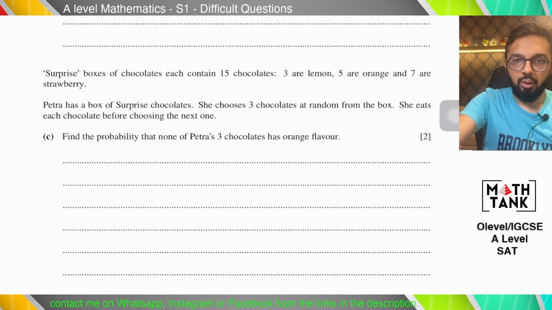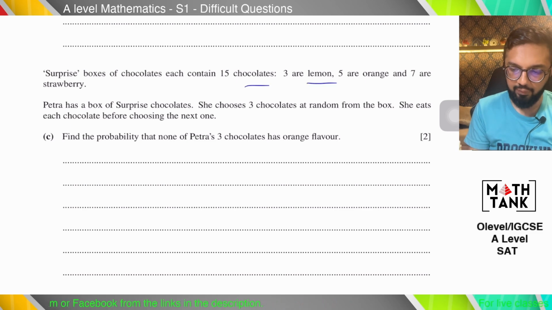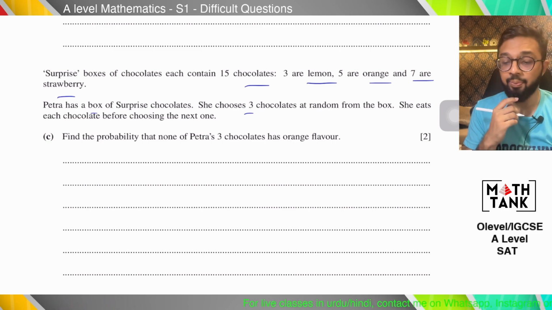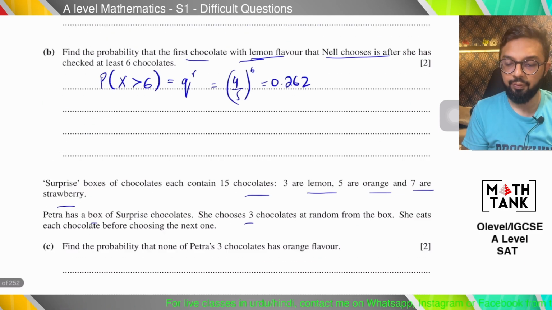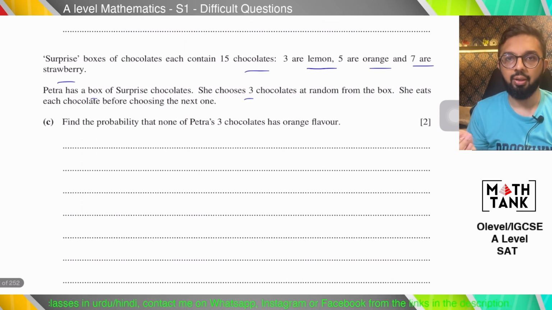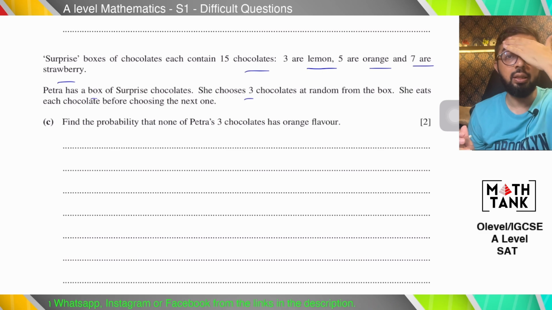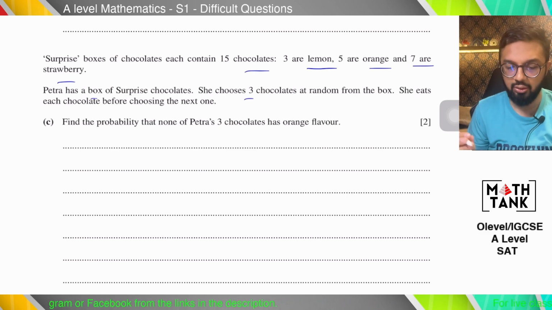Okay, so this question says surprise boxes of chocolates each contain 15 chocolates, 3 are lemon, 5 are orange, and 7 are strawberry. Petra has a box of surprise chocolates. She chooses 3 chocolates at random from the box. Okay, now remember that the previous question was an unlimited amount of chocolates. So I was doing a geometric progression where my success was the same.